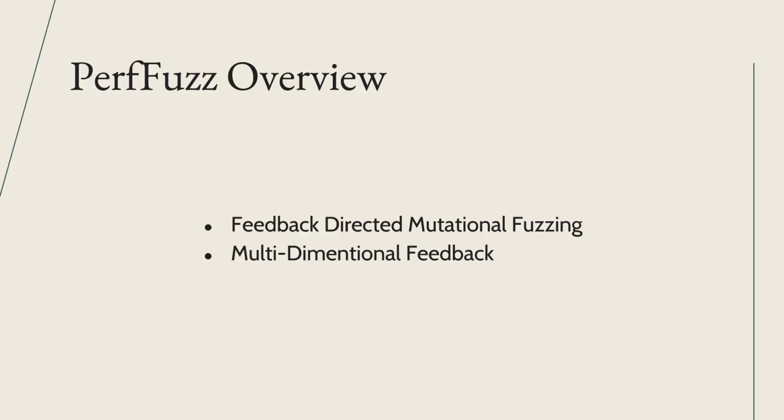So now an overview of PerfFuzz. As said before, it uses feedback-directed mutational fuzzing. So it also associates each program location with an input that executed it the most times. It also uses multi-dimensional feedback, where it's maximizing execution counts per program location and finds the distinct performance hotspots. So it targets individual parts of the program to different hotspots.